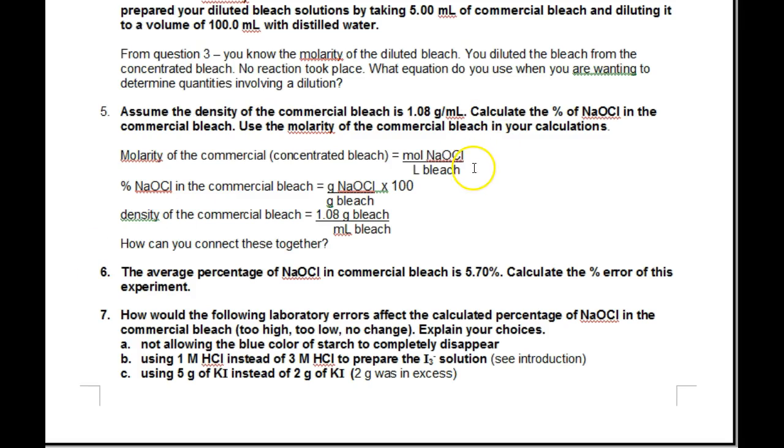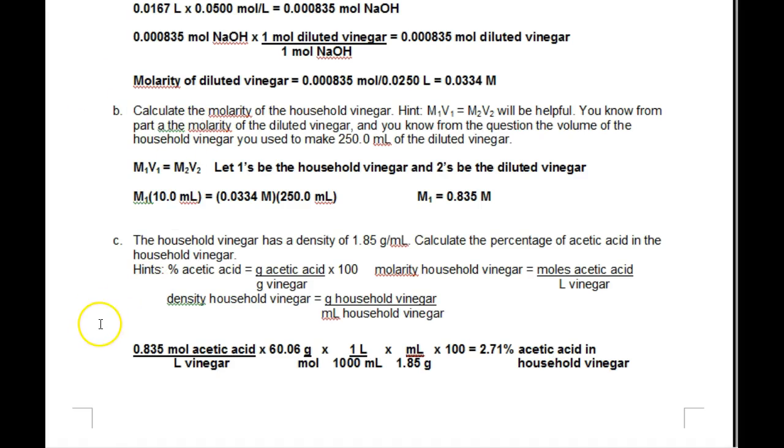So I think the conversion between moles and grams is pretty straightforward. The one between grams and liters, you may see that there's a connection with the density. And what I'm going to show you now is how 9c would have been done on the pre-lab. So with 9c, we knew the molarity of the household vinegar from part B, 0.835 moles per liter.